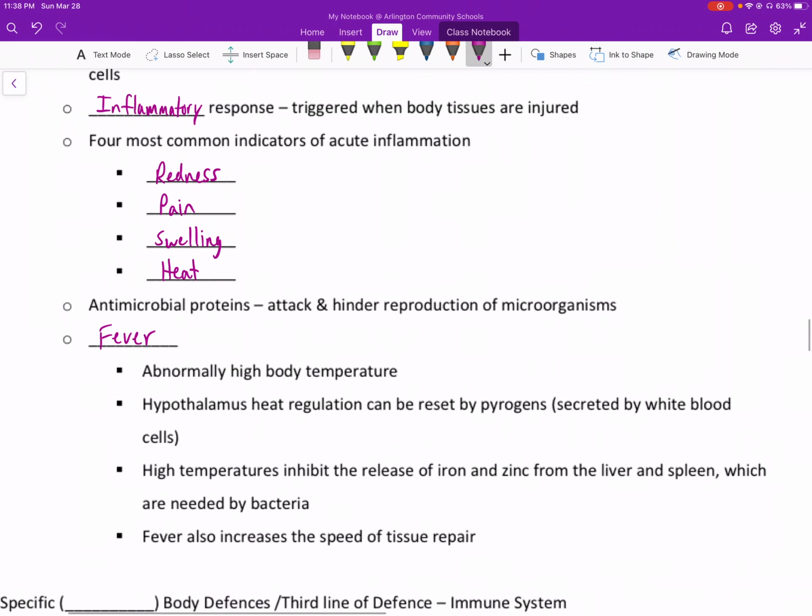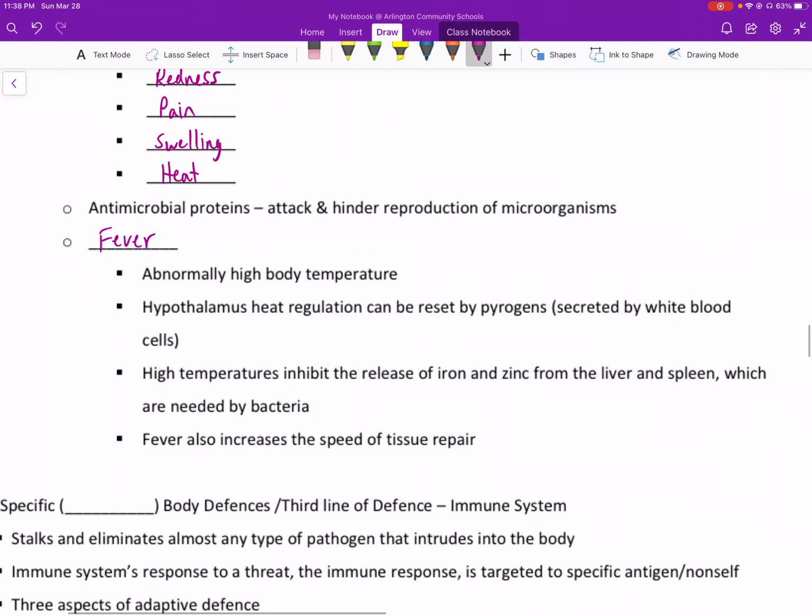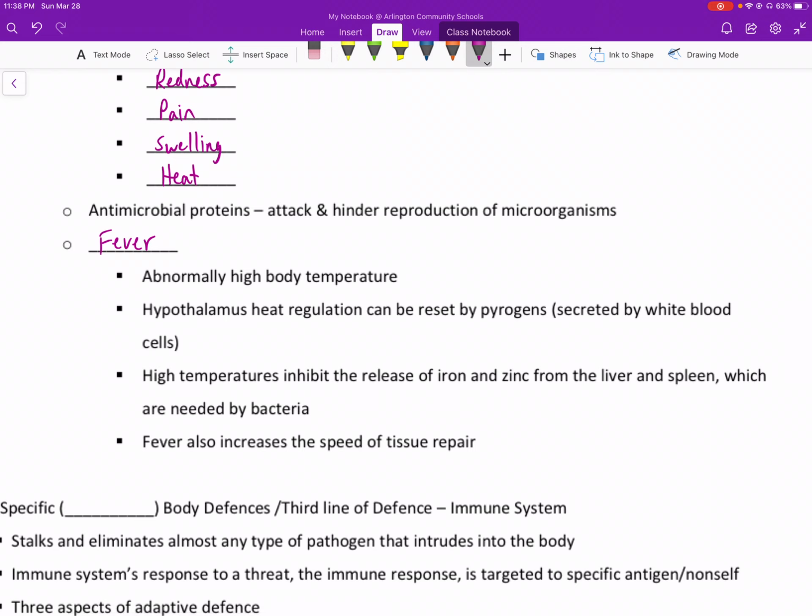So then we have fever. It's an abnormally high body temperature. Hypothalamus heat regulation can be reset by pyrogens, which are secreted by the white blood cells. So if we have an increased amount of white blood cells in the body, it tells the hypothalamus, hey, we need to keep it hot in the body. The sole purpose is so we do not keep having spread of pathogens within the body.